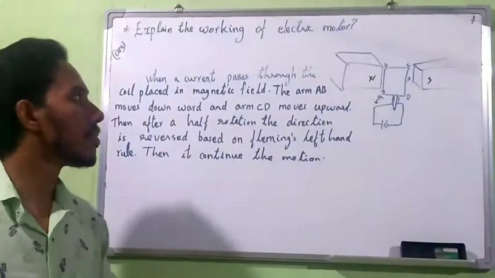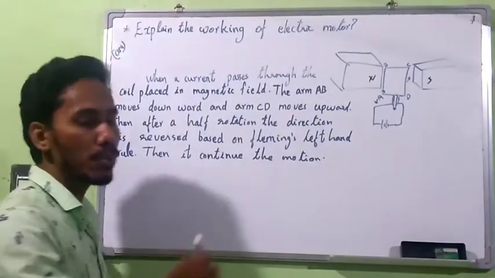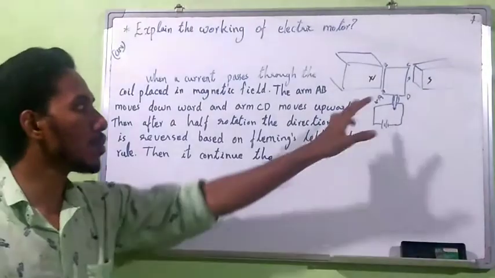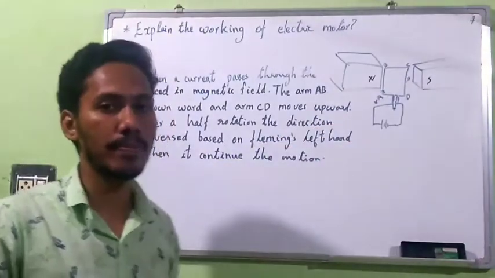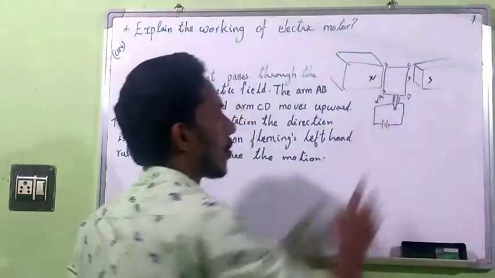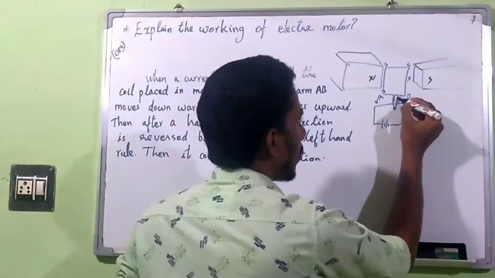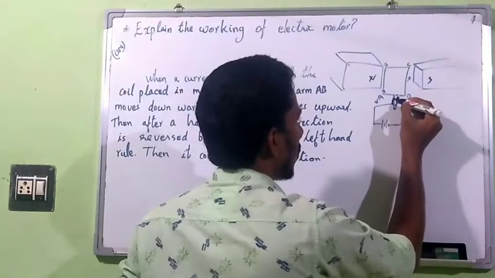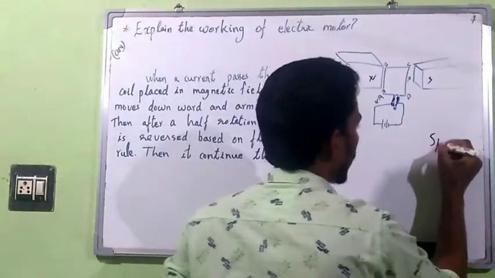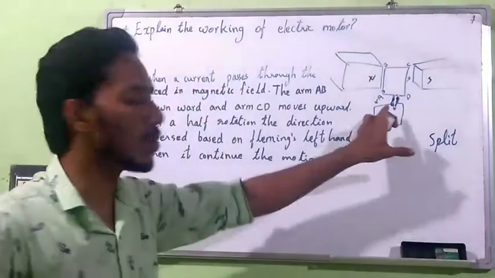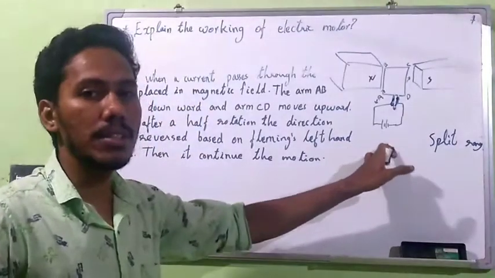Then, explain the working of an electric motor. It is an important question from this chapter. Firstly, you want to draw this figure. Draw two magnets and mark north and south. This rotating part is the armature. Connect that armature using brushes and a split ring, and connect it with the battery.